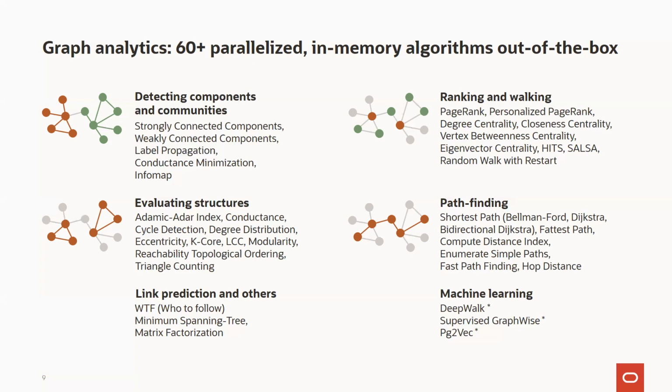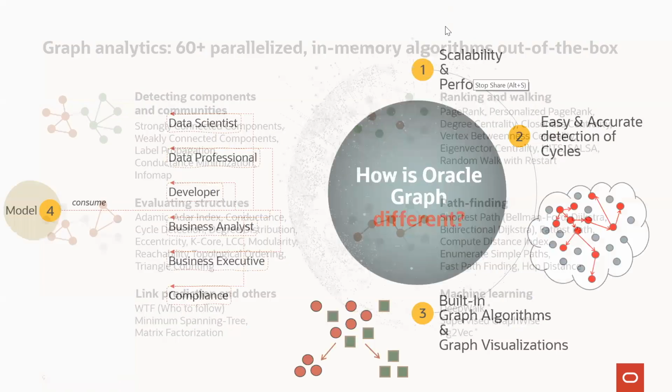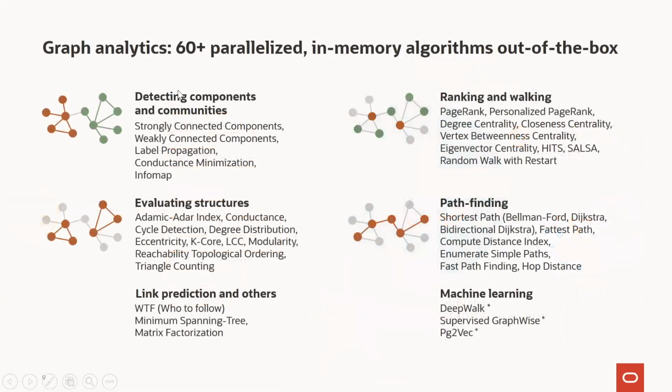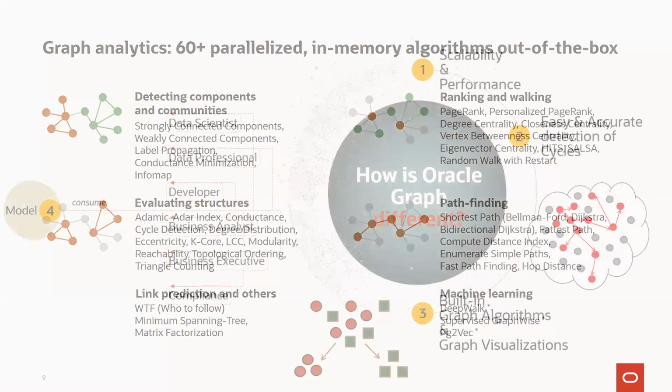We also have machine learning algorithms like DeepWalk, supervised GraphWise, or PG2vec. And we also have the link prediction related algorithms as well. So graph analytics helps you leverage these built-in algorithms executed out of the box using Graph Studio, and then be able to visualize these results as well.